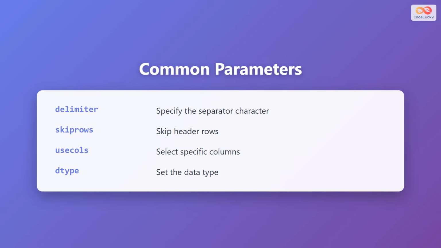The loadtxt function provides several useful parameters to customize how files are loaded. The delimiter parameter lets you specify the separator character between values. The skiprows parameter allows you to skip header rows that contain labels instead of data. The usecols parameter lets you select only specific columns from the file. And the dtype parameter allows you to set the data type of the resulting array.